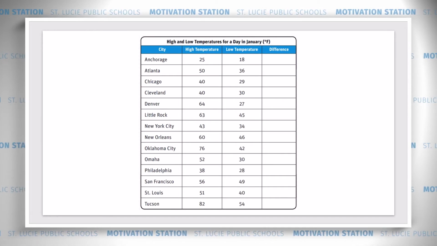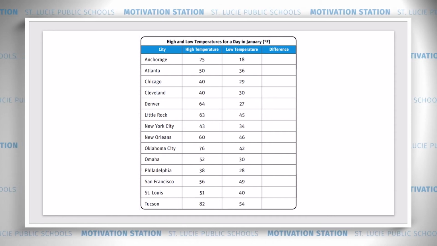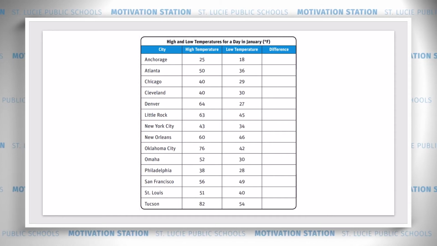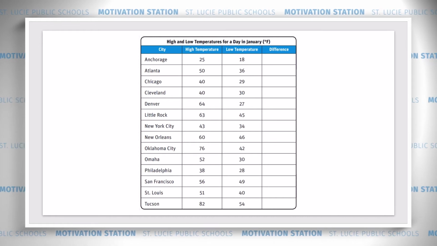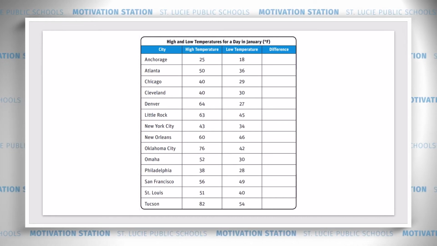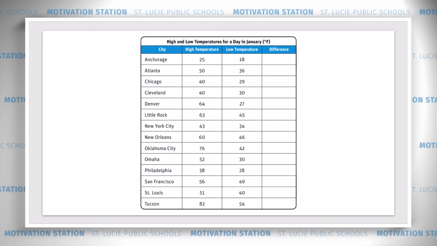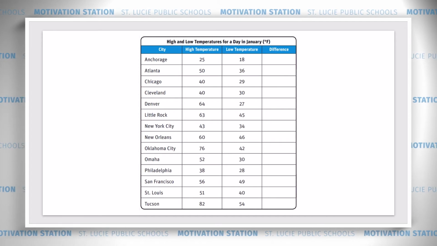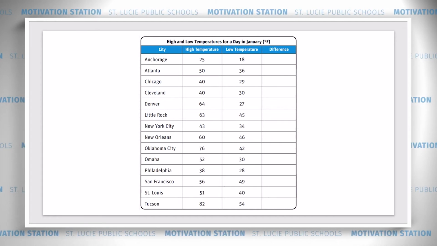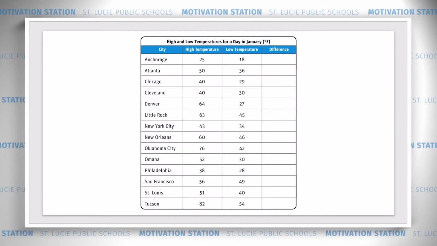What was the low temperature in Chicago? Well, look for Chicago. It starts with a C. There it is, the third line down, and the low temperature is 29. Let's look. Which cities had a lower low temperature than Chicago did? So we're looking for numbers that are lower than 29 in the third column for low temperature.